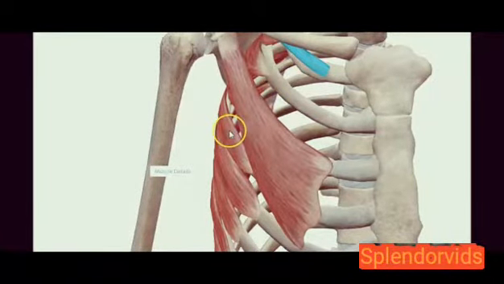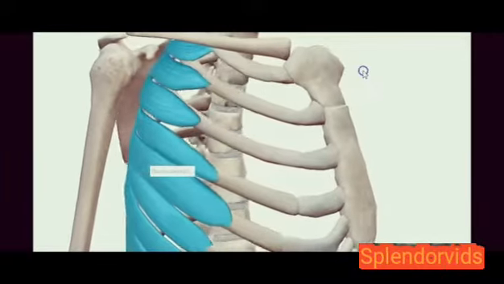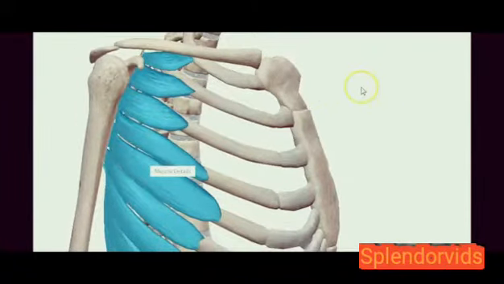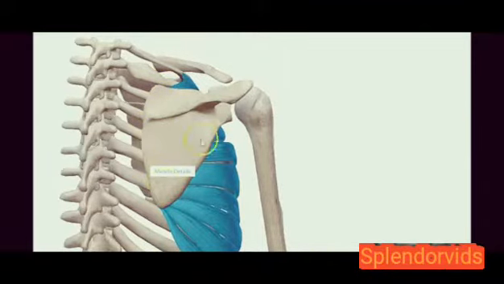Lastly, I will talk about serratus anterior, so allow me to hide these two muscles. Serratus anterior, as you see, is taking origin from the lateral aspect of upper 8 ribs. 1, 2, 3, 4, 5, 6, 7, 8. Okay? And going to be inserted into the front of the scapula, exactly in the front of the medial border of the scapula.